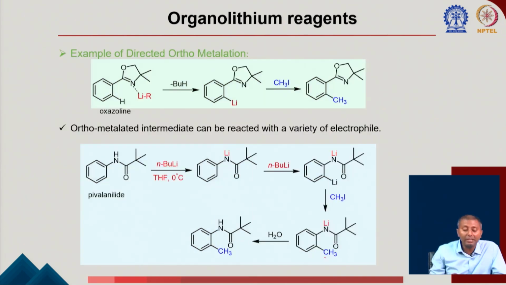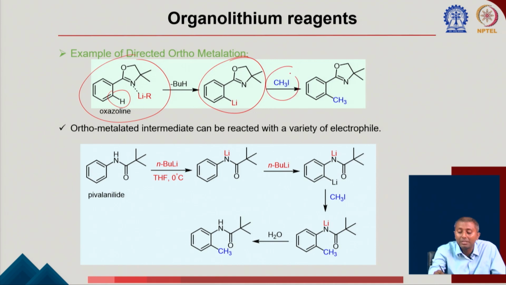First, in the case of this particular oxazoline, you can clearly see this carbon double bond N. This imine nitrogen is now coordinating with the lithium, which is electropositive, and now this CH bond gets broken, generating the corresponding organolithium, which can be trapped with CH3 iodide to introduce a CH3 group there. So this directing effect allows abstraction of this ortho proton, not the corresponding para proton.